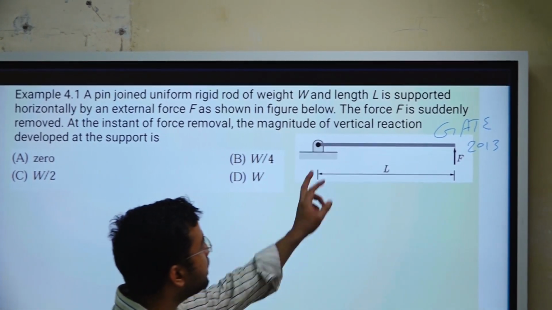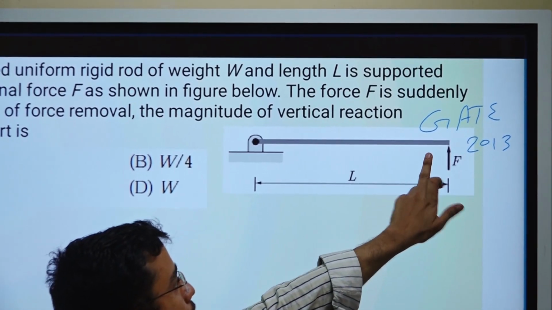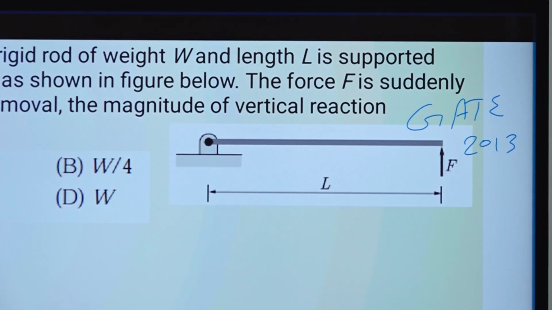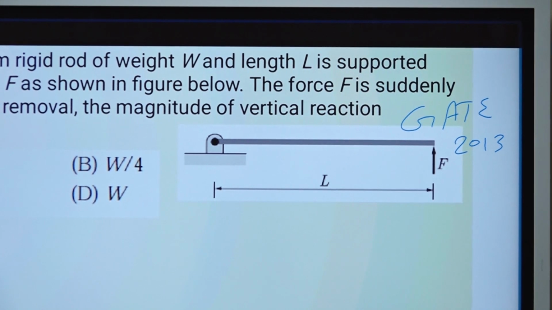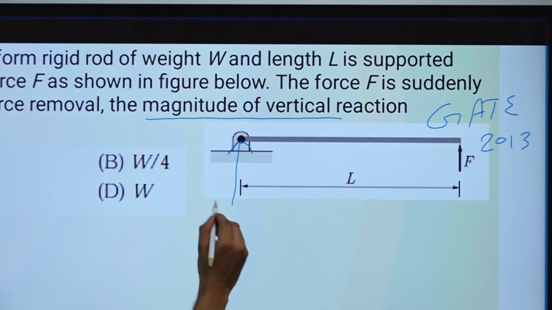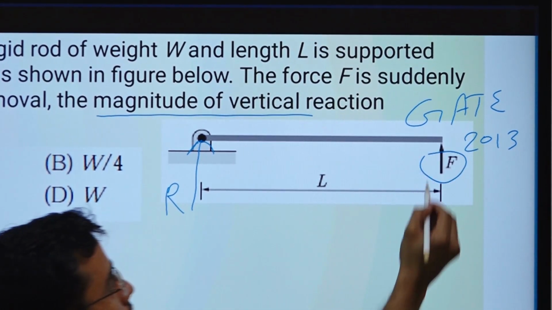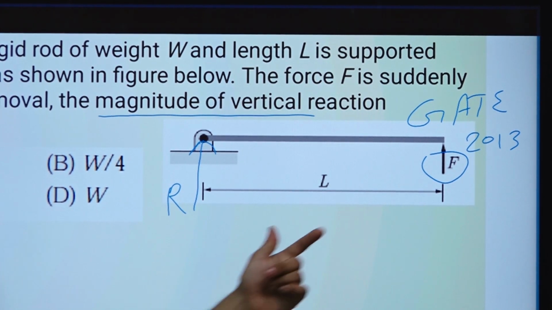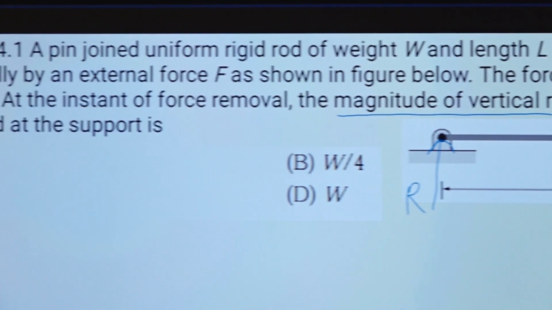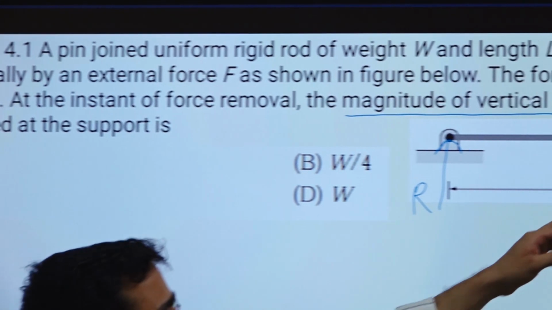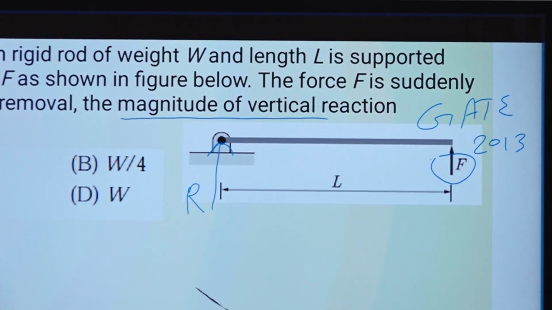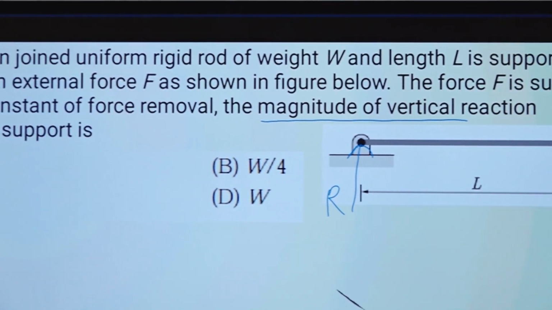So what we are doing is, initially it is simply supported and after that we just remove this support. At the instant of force removal, the magnitude of the vertical reaction developed at the support is what they are asking. Just after we remove this force F, at that time itself we have to find this reaction. The mistake I made was thinking that when we remove F instantly, the rod will start falling down freely. I put 0 as the answer, but that was wrong.